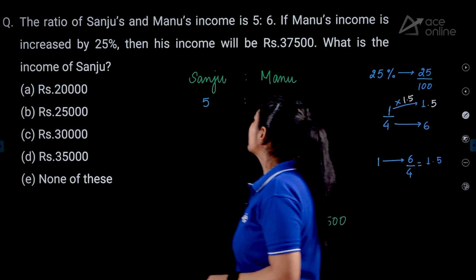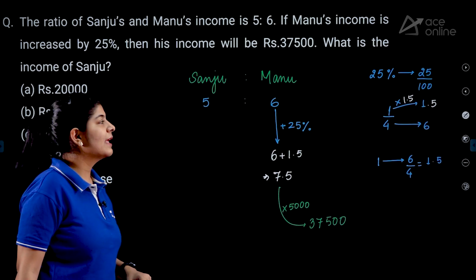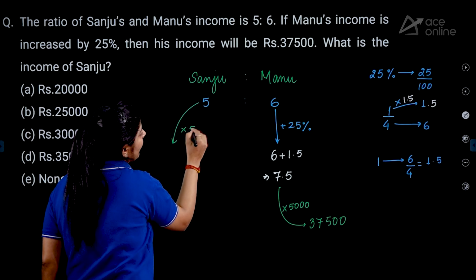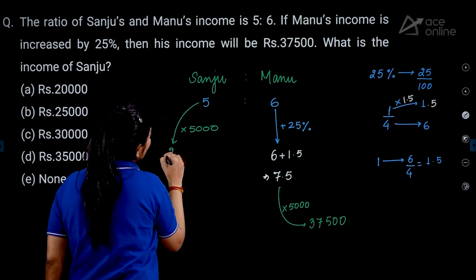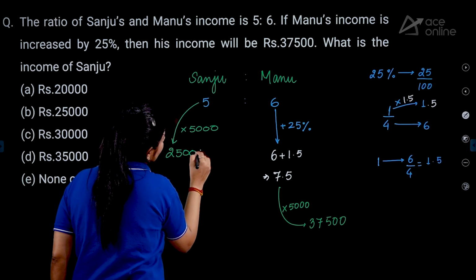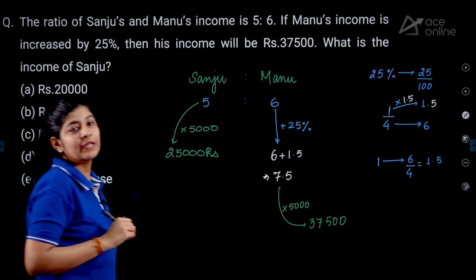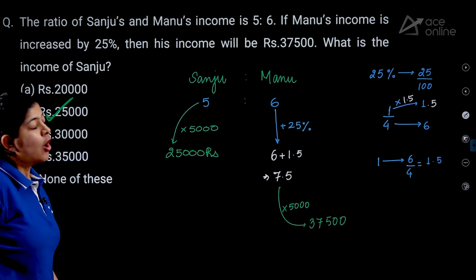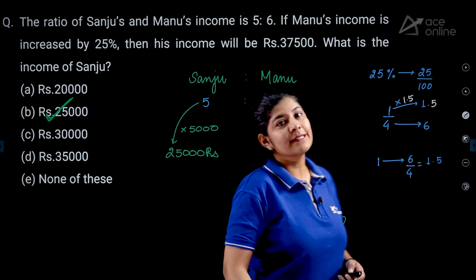Okay. Now what we have to find out? We have to find out the salary of Sanju. So just simply multiply this value by 5,000 and you will get your answer as 25,000. You will get your value as 25,000. That means your option number B is the correct one. Or you can also do it in some other way.